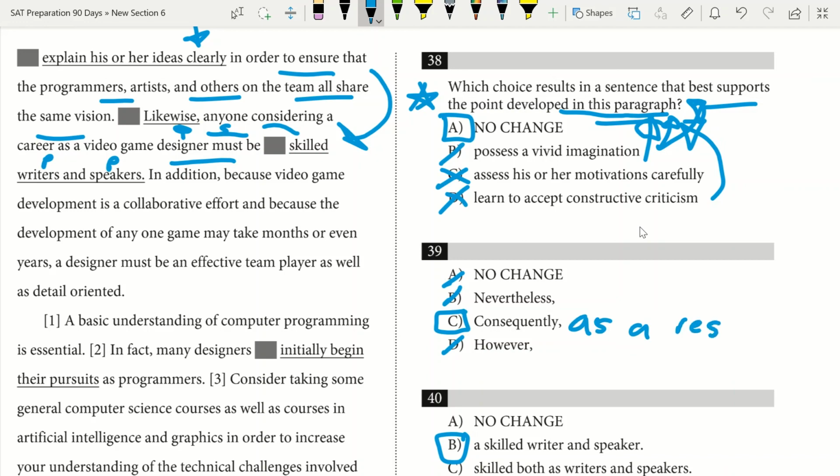Okay, consequently means as a result. If you don't know what consequently means, it means as a result. So it's the perfect transition word there. So for 39, the answer there is going to be C.